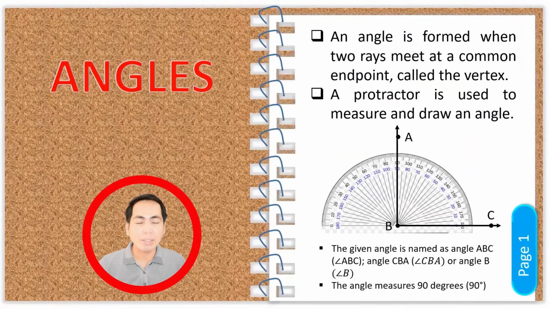What are angles? An angle is formed when two rays meet at a common endpoint called the vertex. A protractor is used to measure and draw an angle. For example, the given angle is named as angle ABC, or in symbol we have angle ABC, angle CBA, or angle B. The angle measures 90 degrees, or in symbol we have 90 and a small circle on top to indicate degrees.